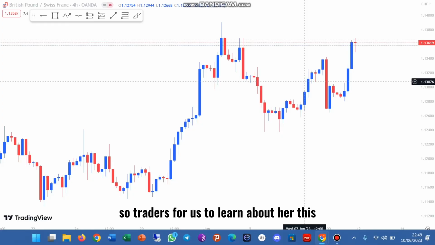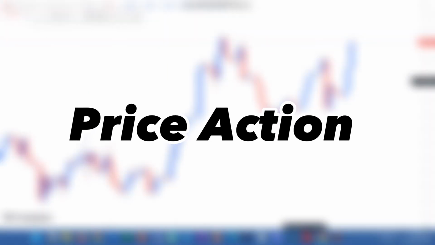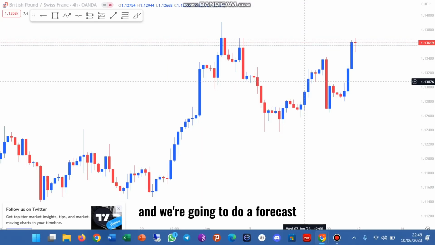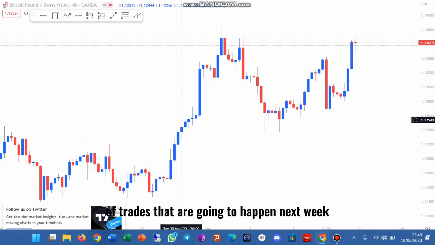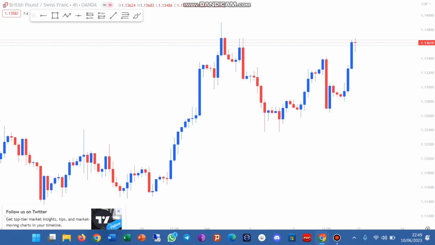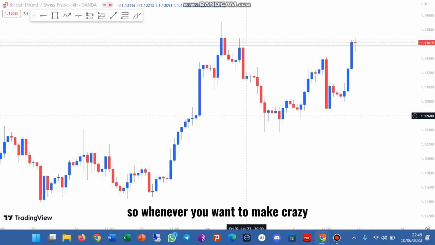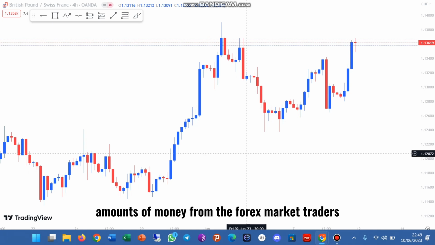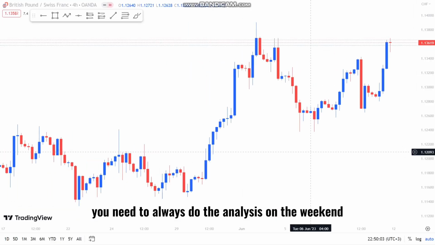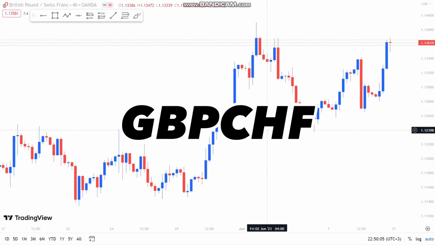So traders, for us to learn about this strategy, this is just pure price action, traders. We're just going to be using pure price action, and we're going to do a forecast of trades that are going to happen next week. So whenever you want to make crazy amounts of money from the forex market, traders, the first thing you need to do is always backtest your markets. The first pair that we're going to be looking at is GBP CHF.